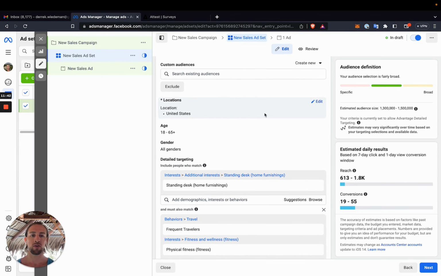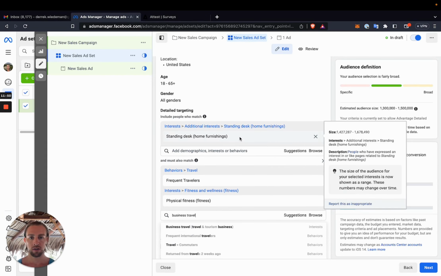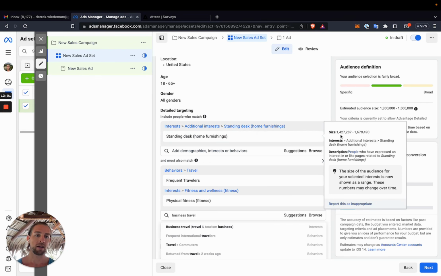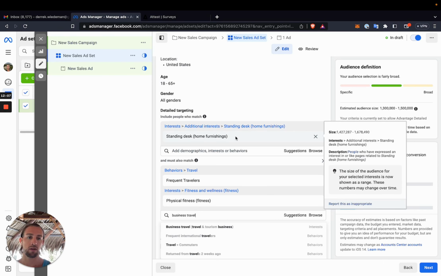You can do a little research on the audiences within this platform because it tells you the size of the groups of people with different interests. So for instance, I put in here standing desk. There's actually an interest in Facebook Ads Manager for standing desks, and it's got an audience size of 1.5 million. This is in the United States.